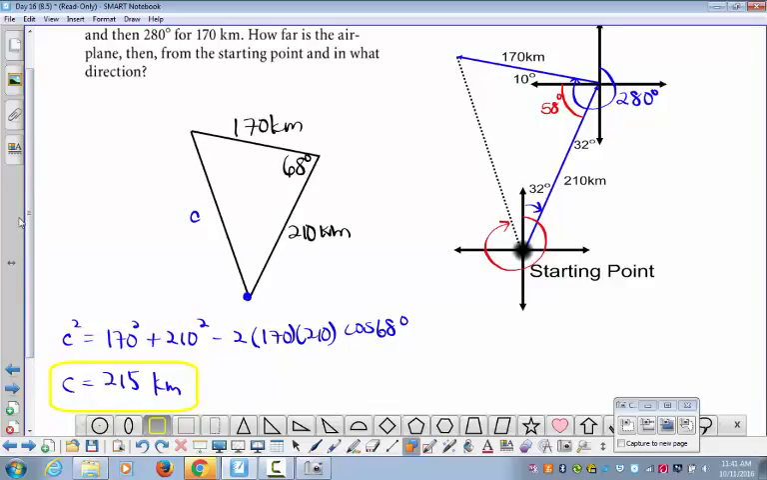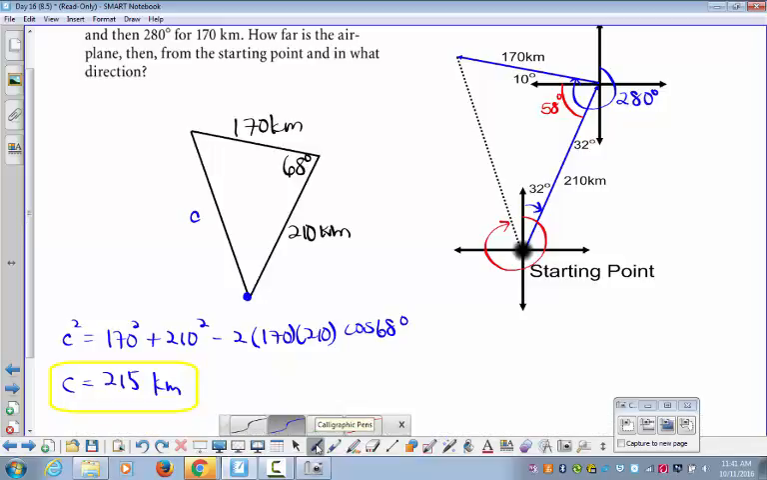Okay, now the direction. If we look at this thing over here, the angle in the triangle that we need is this lower angle down here. So let's call that alpha. That's the angle we need. If we know alpha, then we can figure out with a little geometry what the direction that the plane is going in. Let's call it theta. We can find theta from alpha.